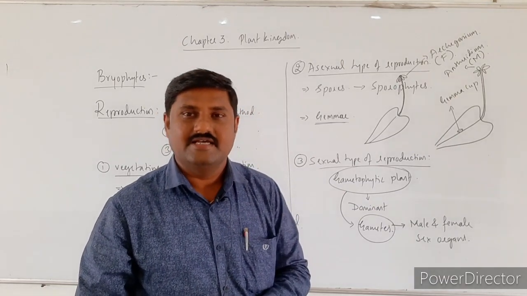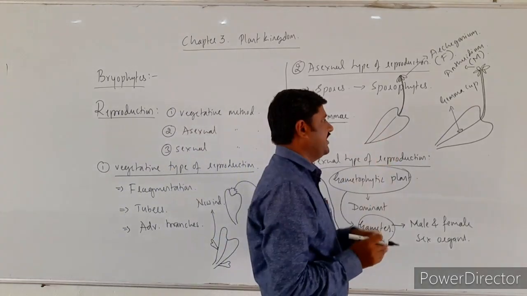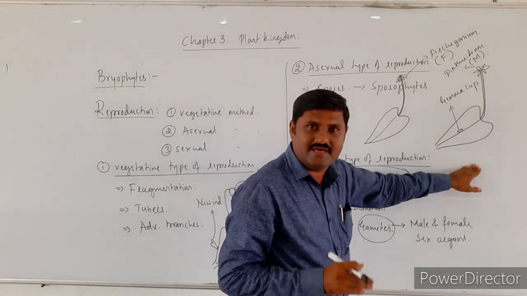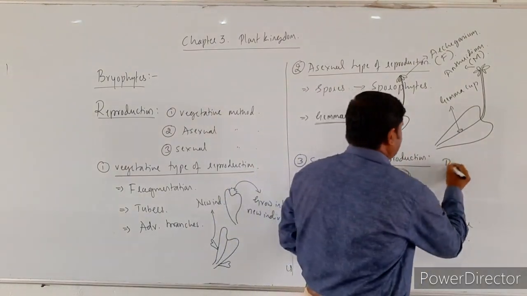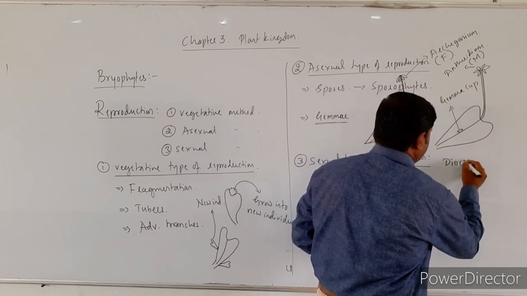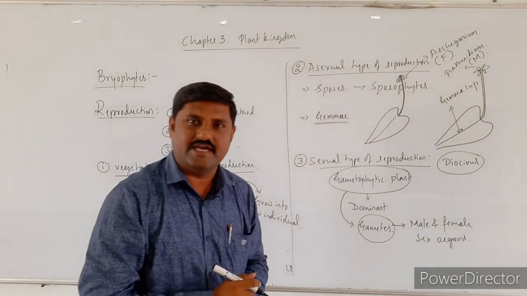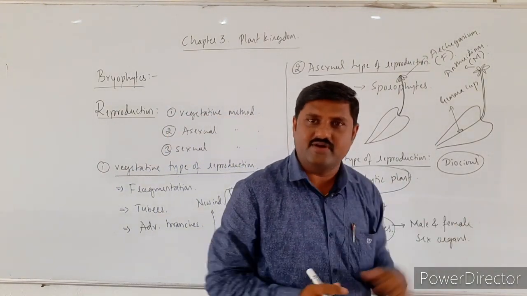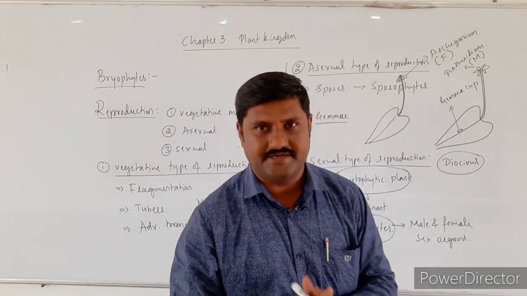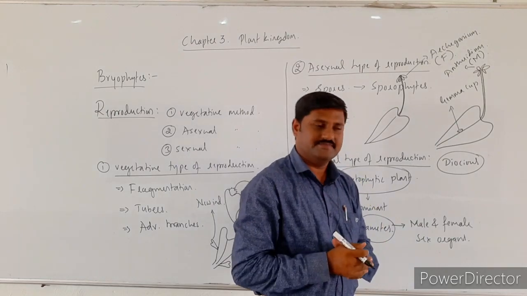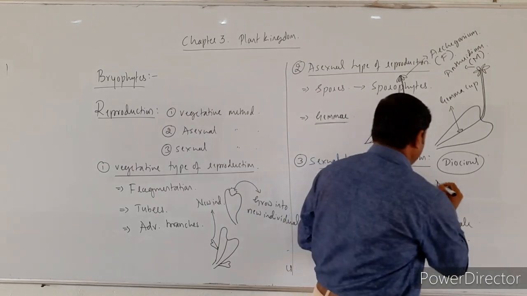Dioecious in the sense that sexes are separate. So what example have I taken over here? Marchantia. In Marchantia, the condition is said to be dioecious. Why is it called dioecious? Because sex organs are separate. If sexes are present in the same plant, then it is monoecious.